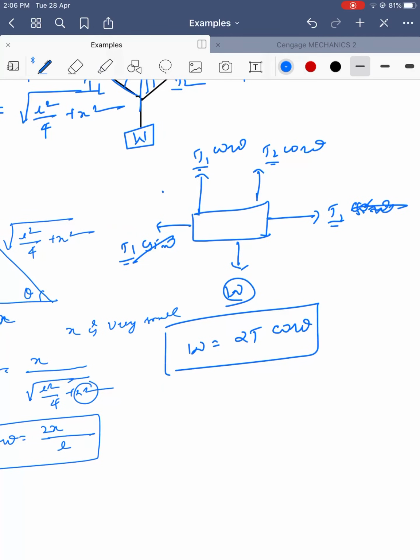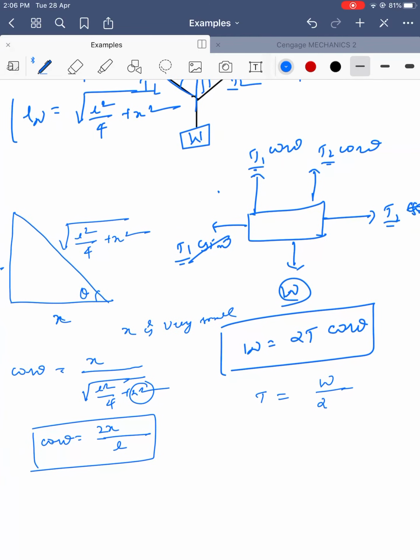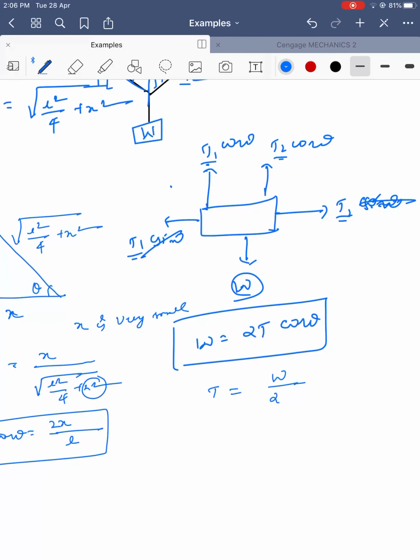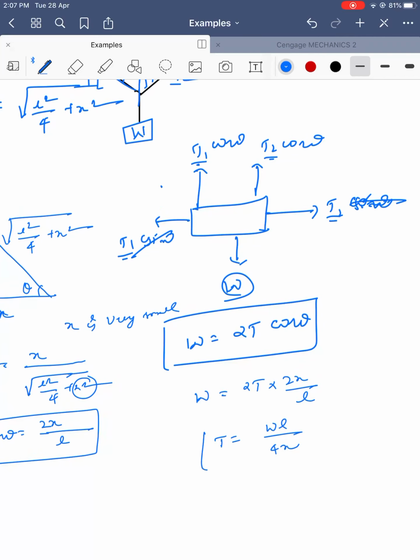Let's see our part. T is equal to W by 2 times cos theta, where cos theta is 2x by L. So W is equal to 2 into T into cos theta, with cos theta being 2x by L. So T is equal to W into L by 4 into x. This is the T value.